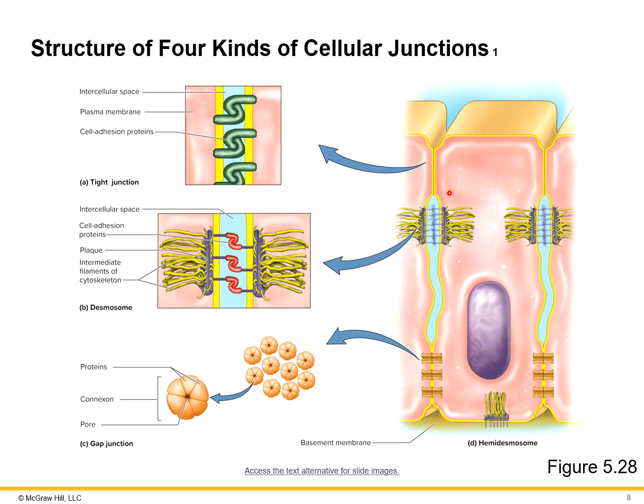If we look at the tight junctions, these have the extensions from the cytoskeleton, creating those intermediate filaments of the cytoskeleton. And then you have the cell adhesion proteins that are found in the intercellular space that is connecting to the plaque formed from the filaments of the cytoskeleton.